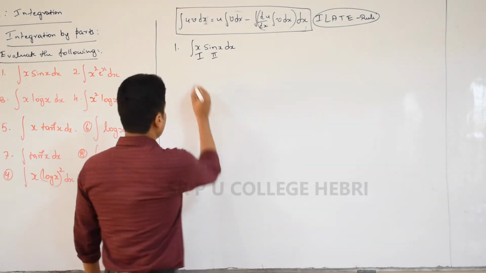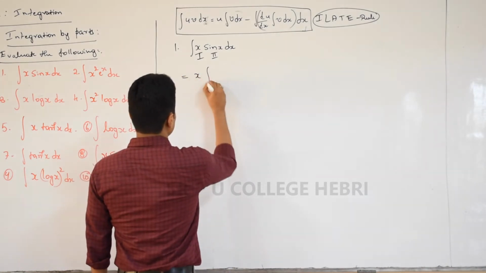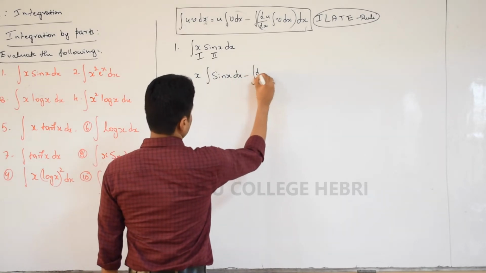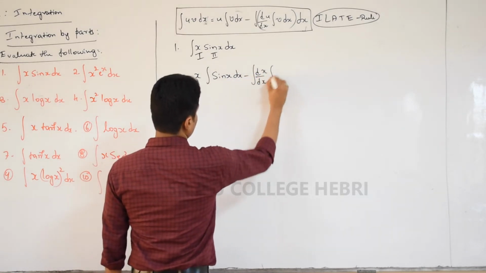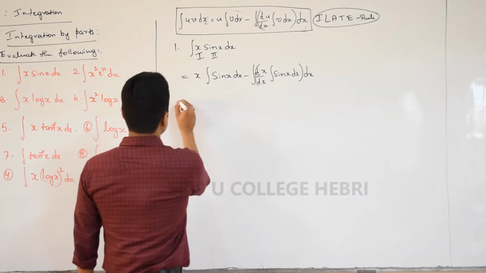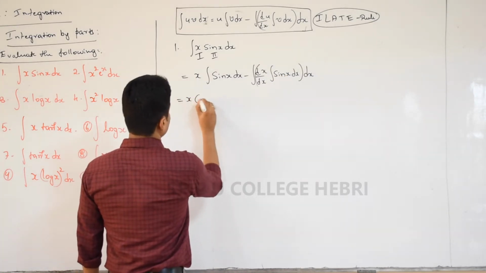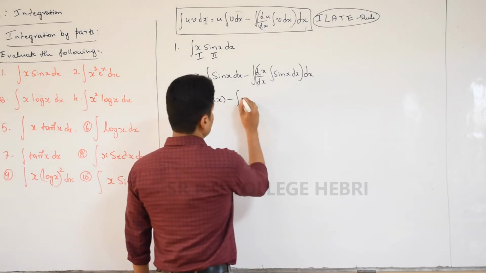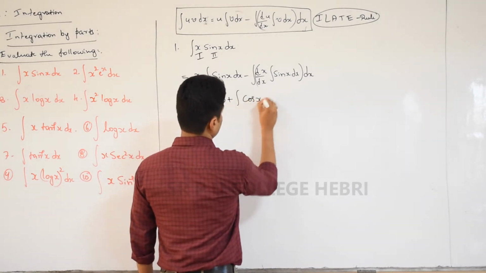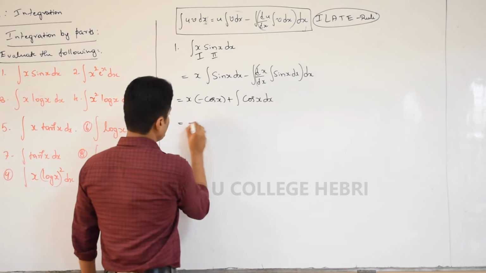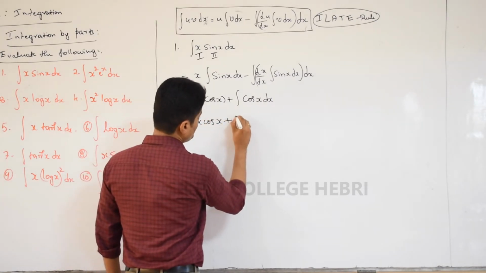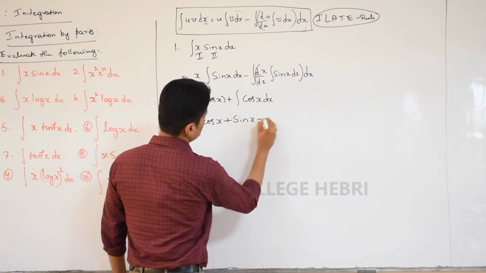So apply integration by parts. First function into integration of second function, minus differentiation of first function into integration of second function. Now integrate x into integration of sin x, minus cos x, minus differentiation of x is 1. So it is minus cos x dx. So it is minus x into cos x plus integration of cos x, sin x plus c.